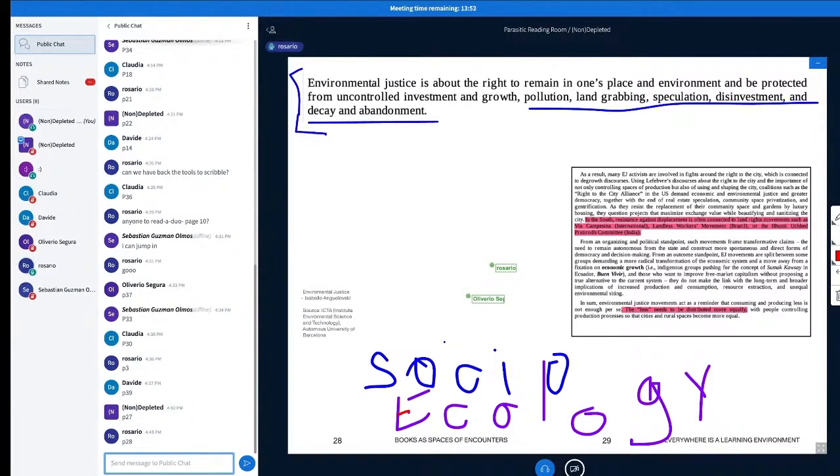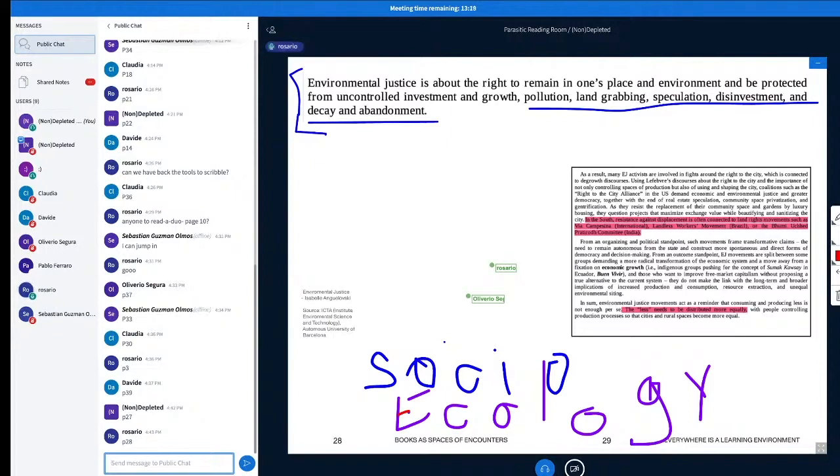In the South, resistance against displacement is often connected to land rights movements such as the Via Campesina International, the landless workers' movements in Brazil, or the Bhumi Uchhed Pratirodh Committee in India. From an organizing and political standpoint, such movements frame transformative claims, the need to remain autonomous from the state and construct more spontaneous and direct forms of democracy and decision-making.